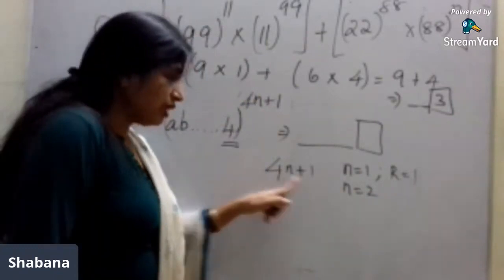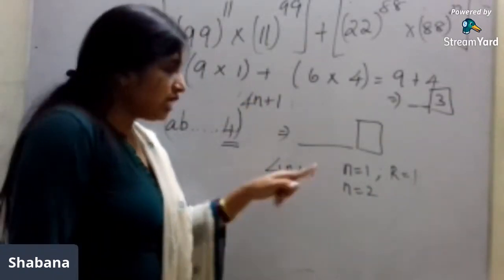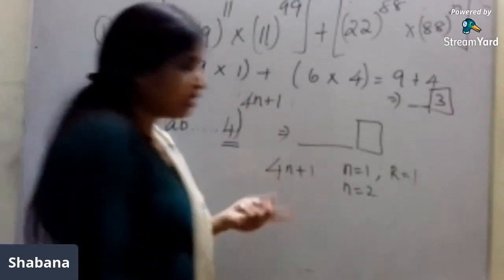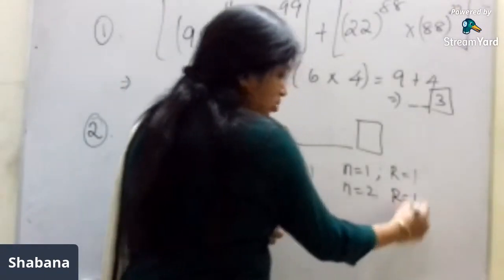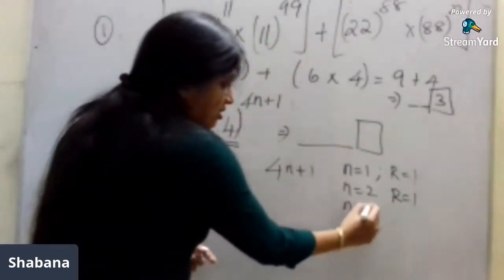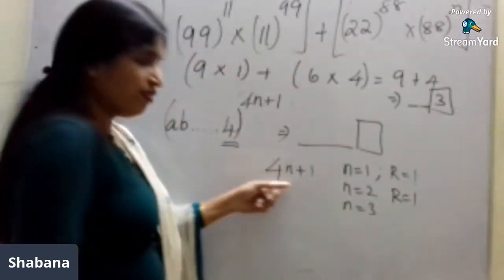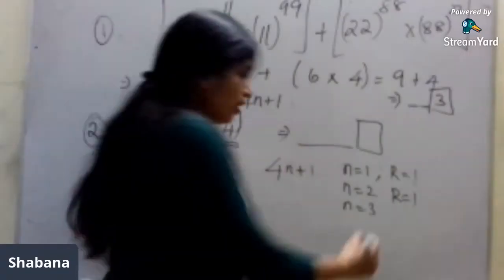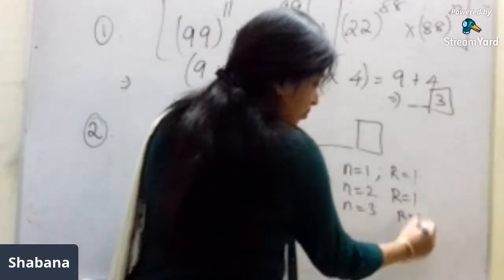So, 2 fours is 8, 8 plus 1 is 9, 9 divided by 4, your remainder is 1. Now, take n as 3, 3 fours is 12, 12 plus 1 is 13, 13 divided by 4, your remainder is 1 again. So your remainder is 1.